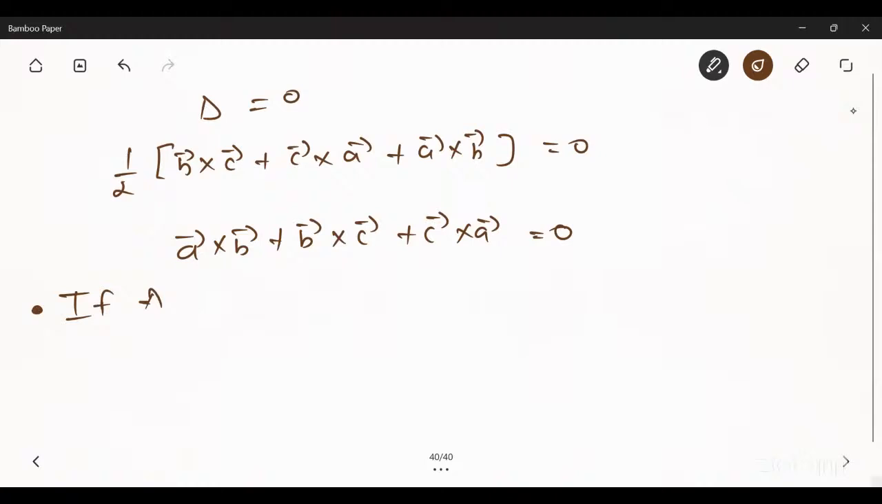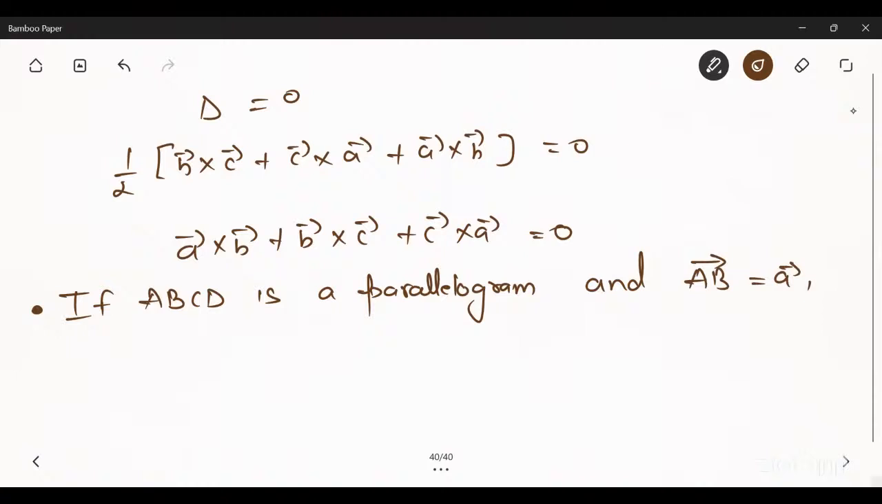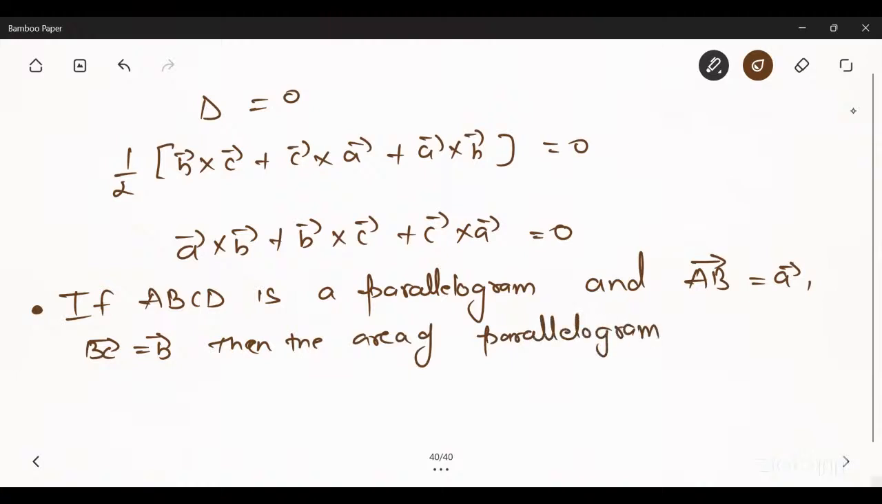If ABCD is a parallelogram and AB equal to A vector, BC equal to B vector, that means they are the adjacent sides of the parallelogram, then the area of parallelogram will be mod A cross B if the sides are given A and B.